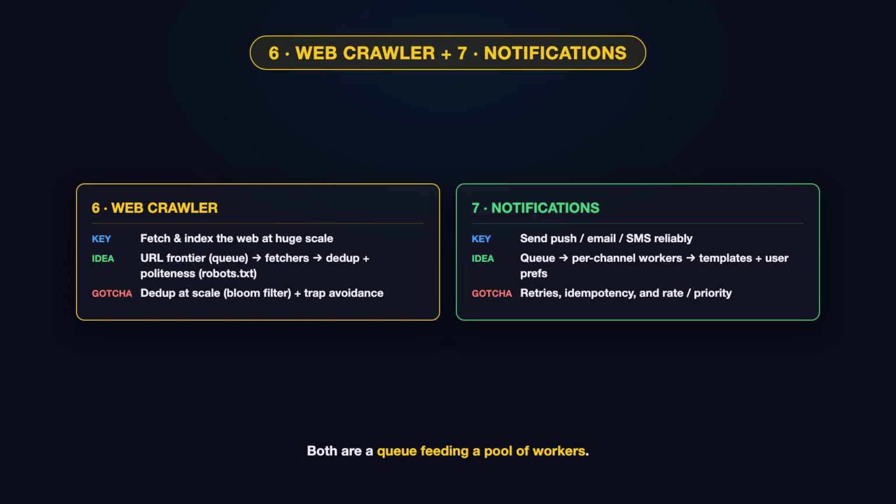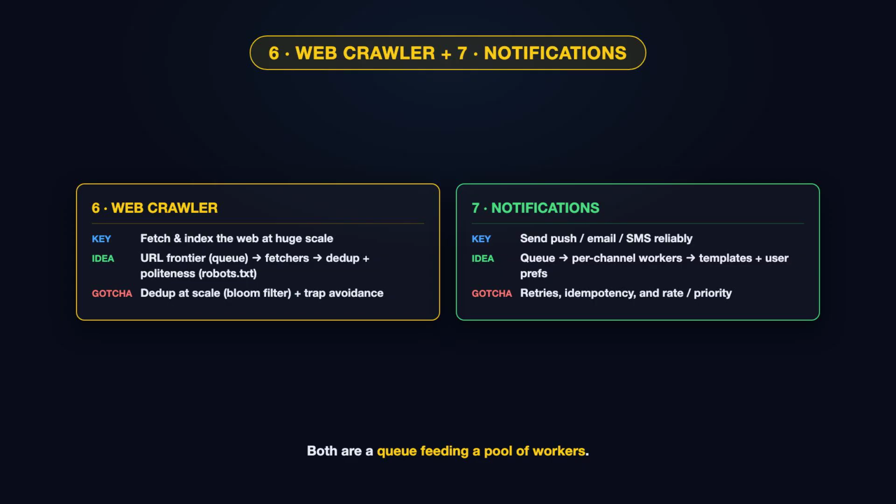Question 7. Design a notification system: send push, email, and SMS reliably. The key requirement is to fan a single logical notification out across multiple channels, dependably. The core idea: accept notifications onto a queue, then have per-channel workers, one for push, one for email, one for SMS, pull from that queue and call the right external provider, using templates for the content and honoring each user's preferences and opt-outs. The gotcha is reliability.